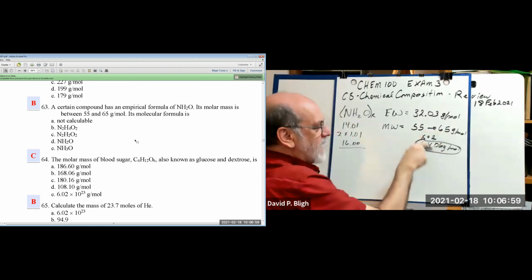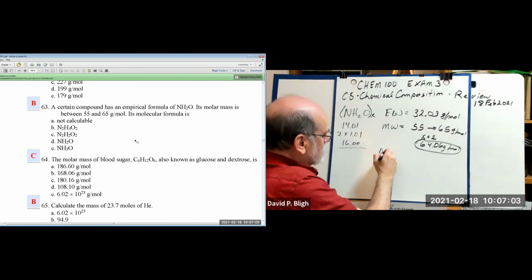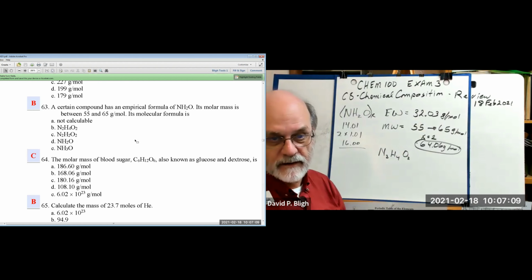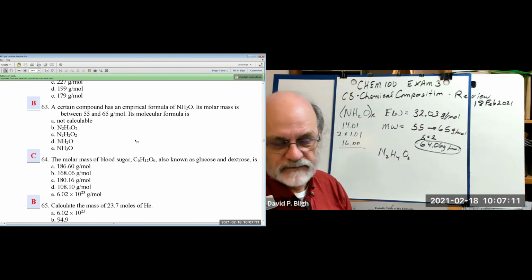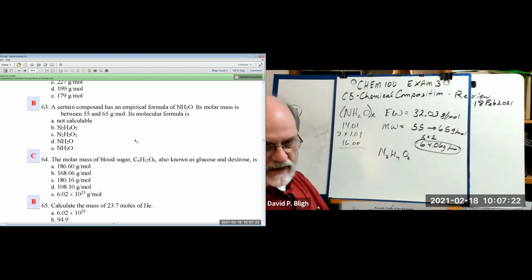Well, that's actually toward the high end of the range. But now we have our X. So our formula is actually N2H4O2. So that's B for this problem. Okay, so we really didn't need to panic. I mean, if it makes you feel better, you can panic, but I'd rather solve the problem.